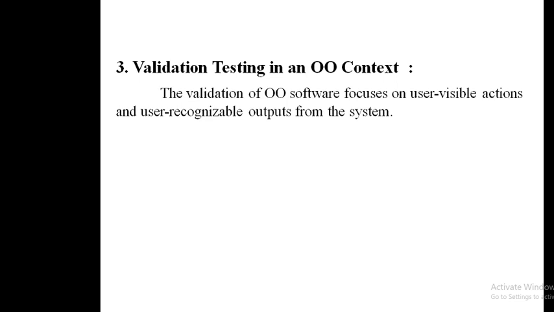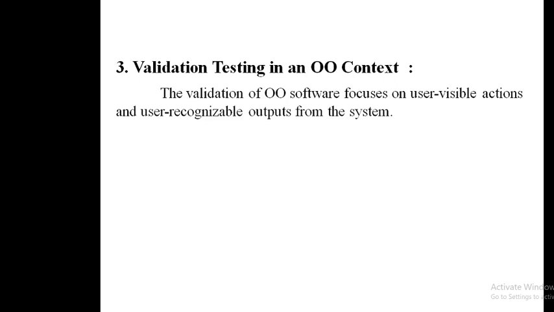Validation testing focuses on these two points. One is user-visible actions, that means the actions a user can see, and second, the outputs that can be recognized by the user. On these two concepts only, validation testing is focused.